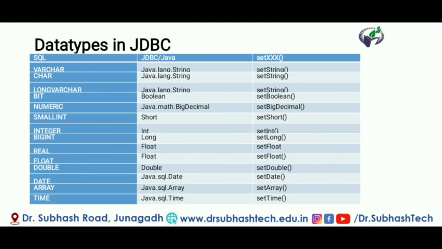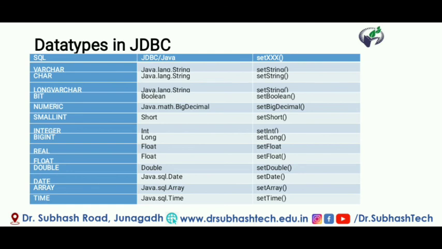There are different methods, generally known as setter and getter methods. To access the data of a particular data type, for example, if you want to fetch varchar type of data, then you can use the set string method. Then for character, set string, the same method. For boolean type of value, to fetch or to set the value, set boolean, set big decimal, set short, set integer, set long methods are there. So these are all the methods that you can use when you communicate with the database from your application.